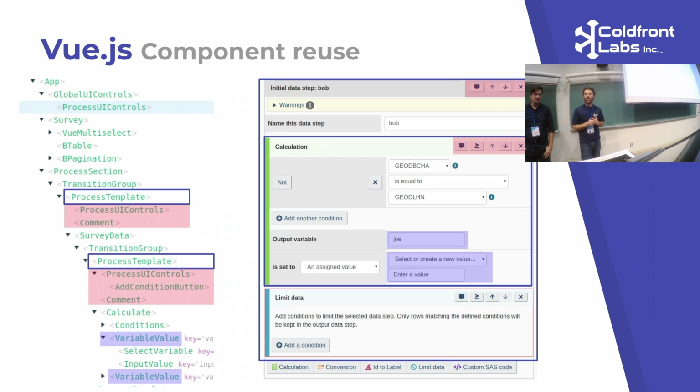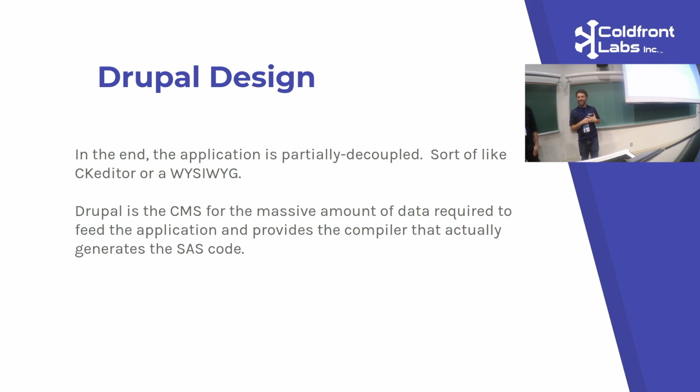All right, so I talked about the Drupal design for this. This application is partially decoupled because you have this big front-end component, but it works very much like a CKEditor or a WYSIWYG editor. Drupal is the CMS that backs it because we need so much data, and we need a compiler that can generate and provide working Sass code that will work in this backend system. It would be really bad if we gave you Sass code and then it broke when you tried to run it in RTRA.